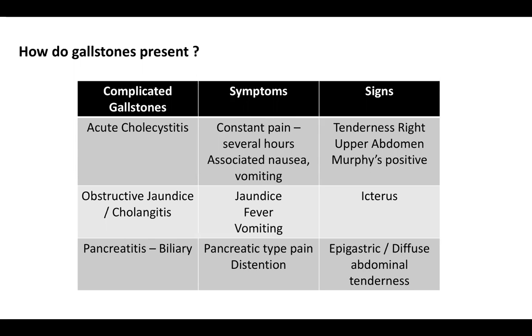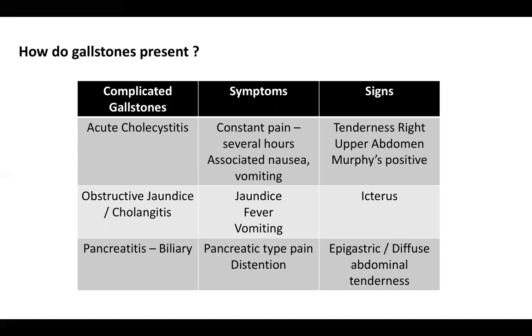These patients could also have tenderness in the right upper abdomen with a Murphy's positive. Murphy's positive is basically a sharp pain that is elicited on deep palpation of the right upper abdomen. This is because when the patient takes a deep breath, the liver pushes the gallbladder down. The gallbladder then touches the parietal wall on the right side, which is being insinuated by the finger. And this is what causes a sharp pain.